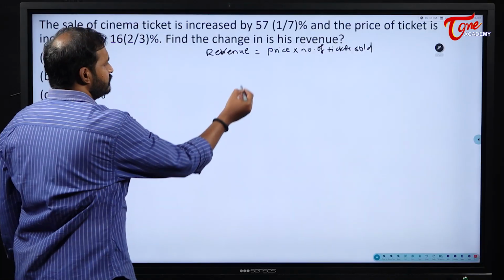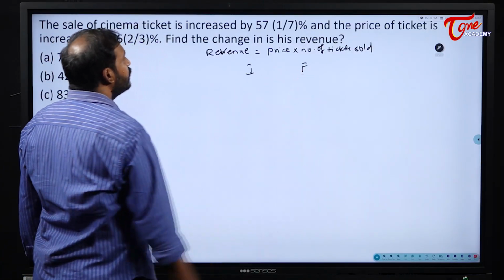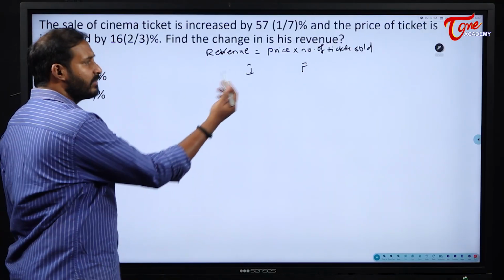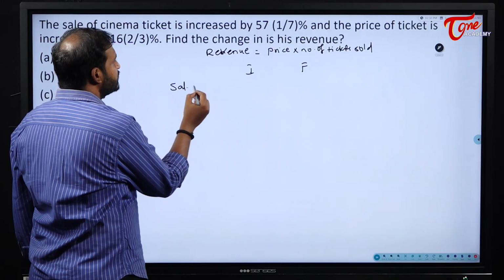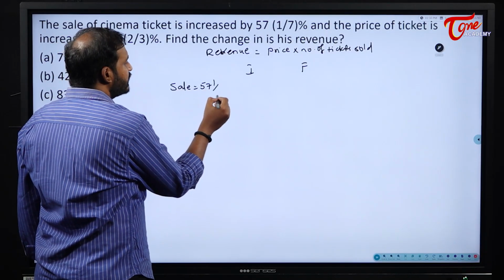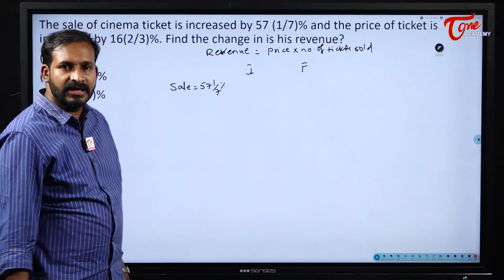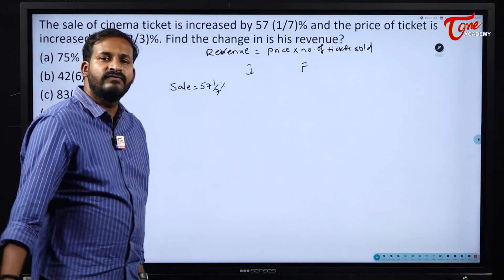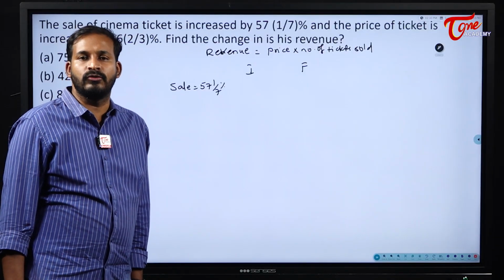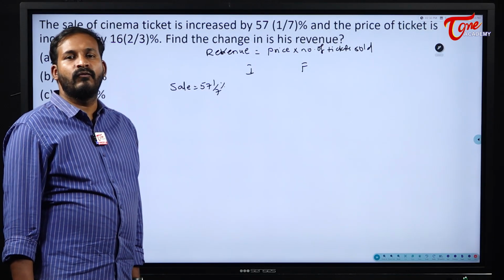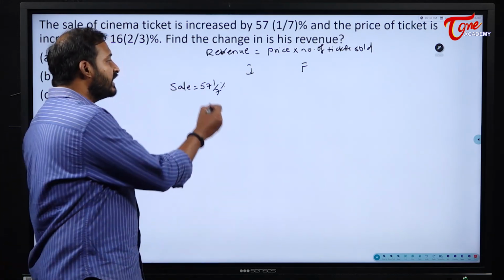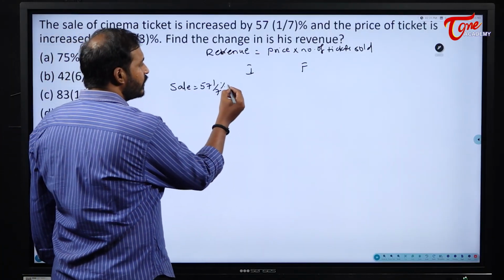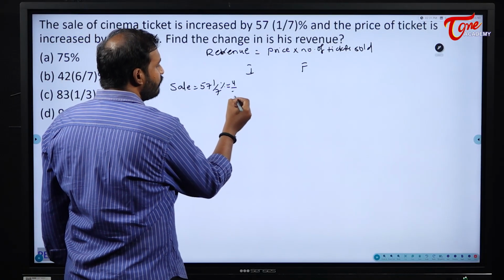So we will apply the same here also, initial and final. What happened to the sale of the ticket? It is increased by 57 1/7%, the number of tickets sold. If you carefully observe, this 57 1/7 is a multiple of 14 2/7. It contains four 14 2/7s. So this value will actually become 4/7.